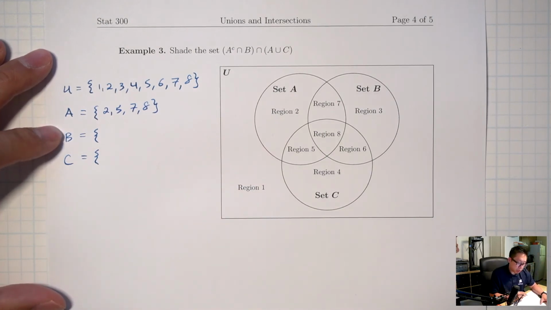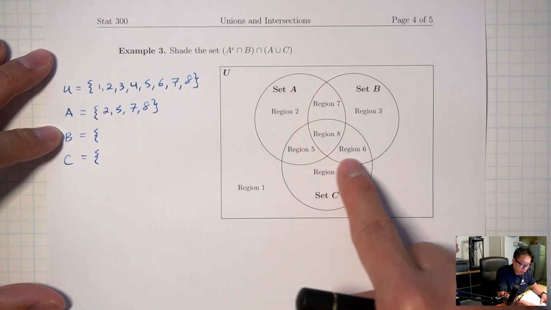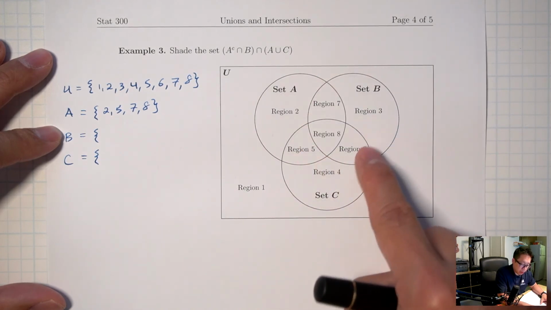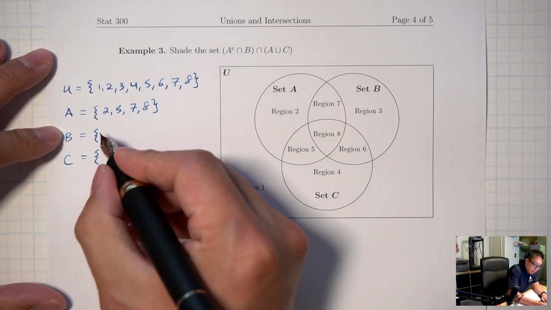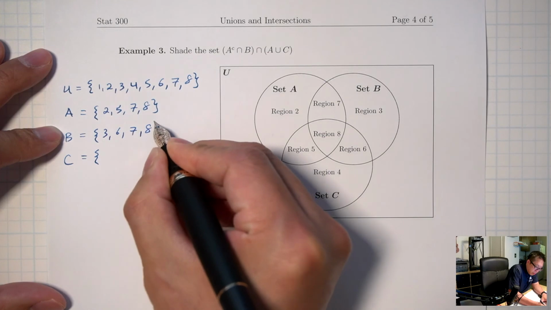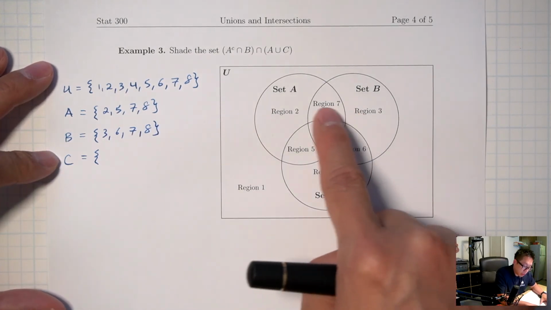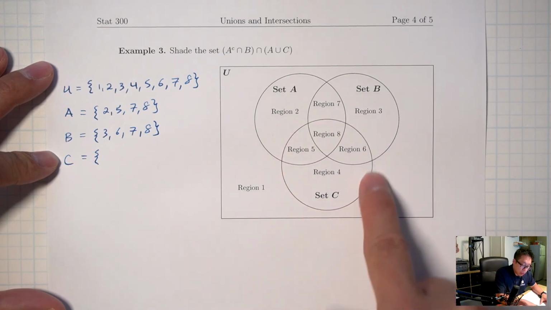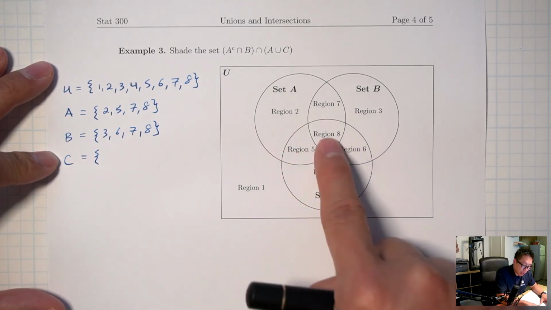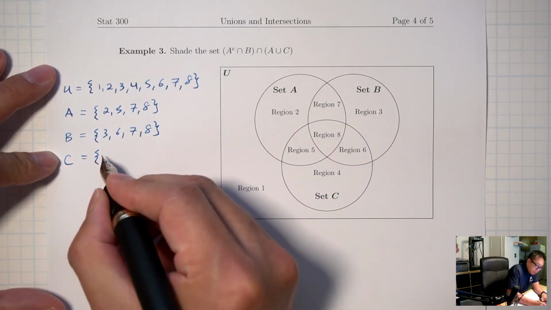B, what regions are inside of B? B is this circle here. Looks like it's 3, 6, 7, 8. And then C. What regions are inside of C, which is this circle right here? Looks like it's regions 4, 5, 6, 8.